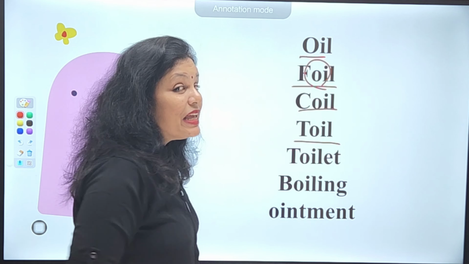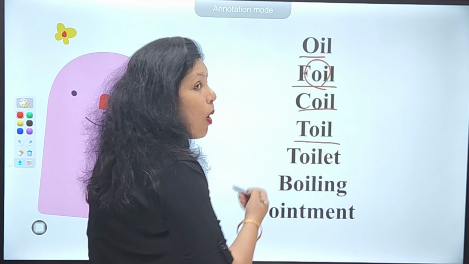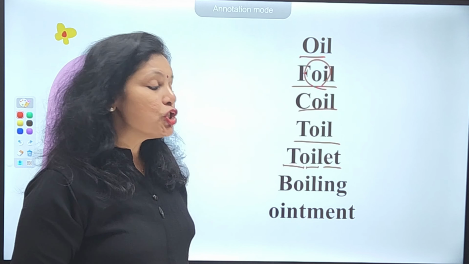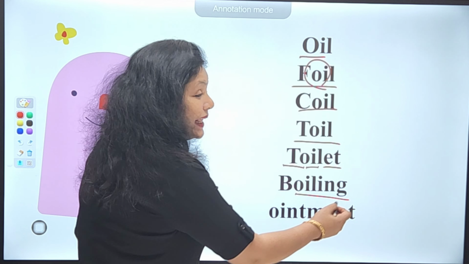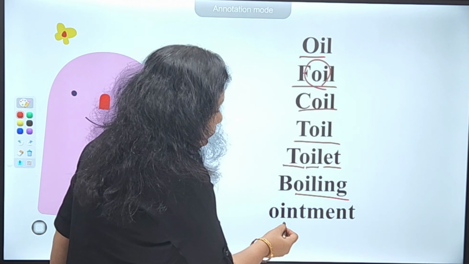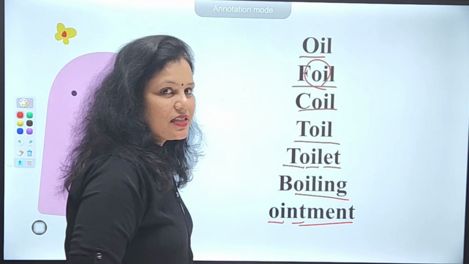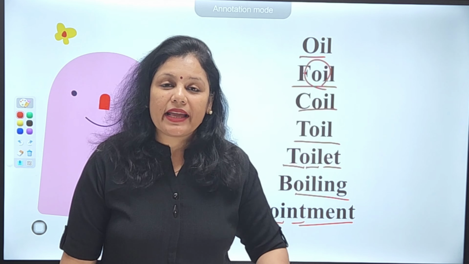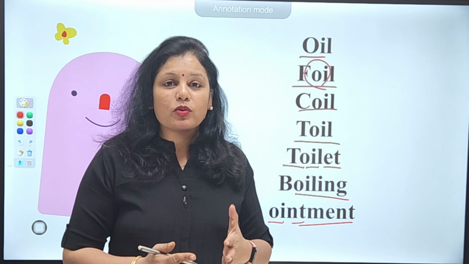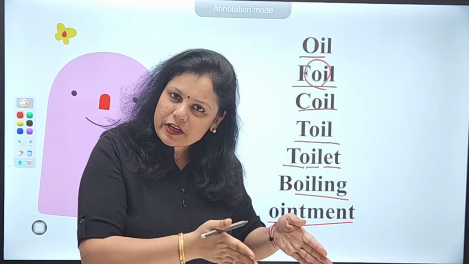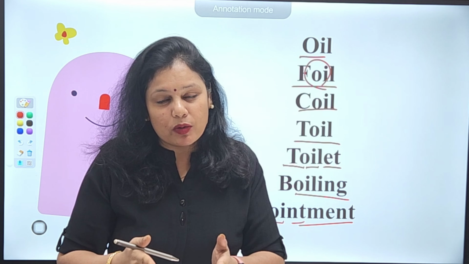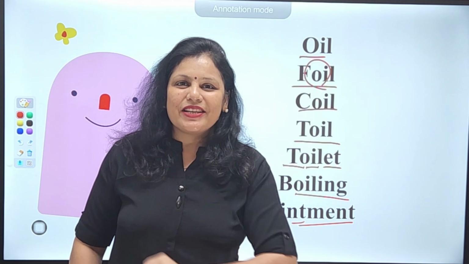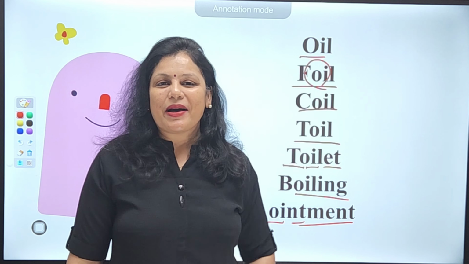And then we have many words like this: oil, toil, toilet, boiling, ointment. The oy sound is at the first place, that is why it is written as oi. But what if the oy sound never comes at the first place or in the middle of the word, but it comes at the end of the word? Then what are you going to write? Let us see rule number 2.